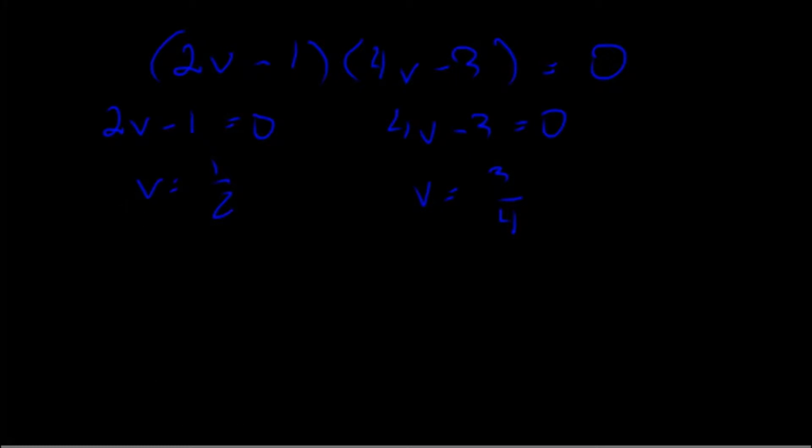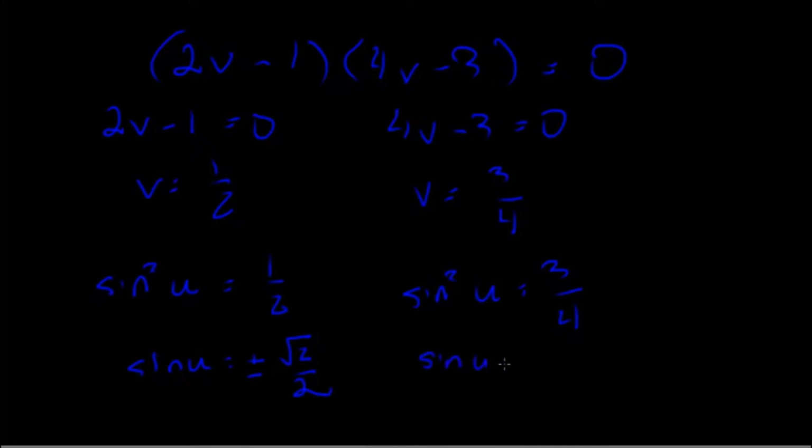And then let's go ahead and backtrack. So v, what was v? Let me jump back. v was sine squared u. So sine squared u is equal to 1/2 or 3/4. We want to solve for u now. All right, so sine squared u, square root both sides. And this is the sneaky part, because when I square root both sides here, I get plus or minus the square root of 1/2, which is the square root of 2 over 2. And over here, I get plus or minus the square root of 3 all over 2. So there's going to be a lot of solutions here. This solution set's pretty large.